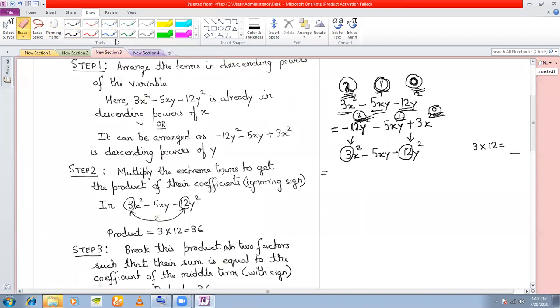So this is 36. Now the idea here is to break 36 into two factors.